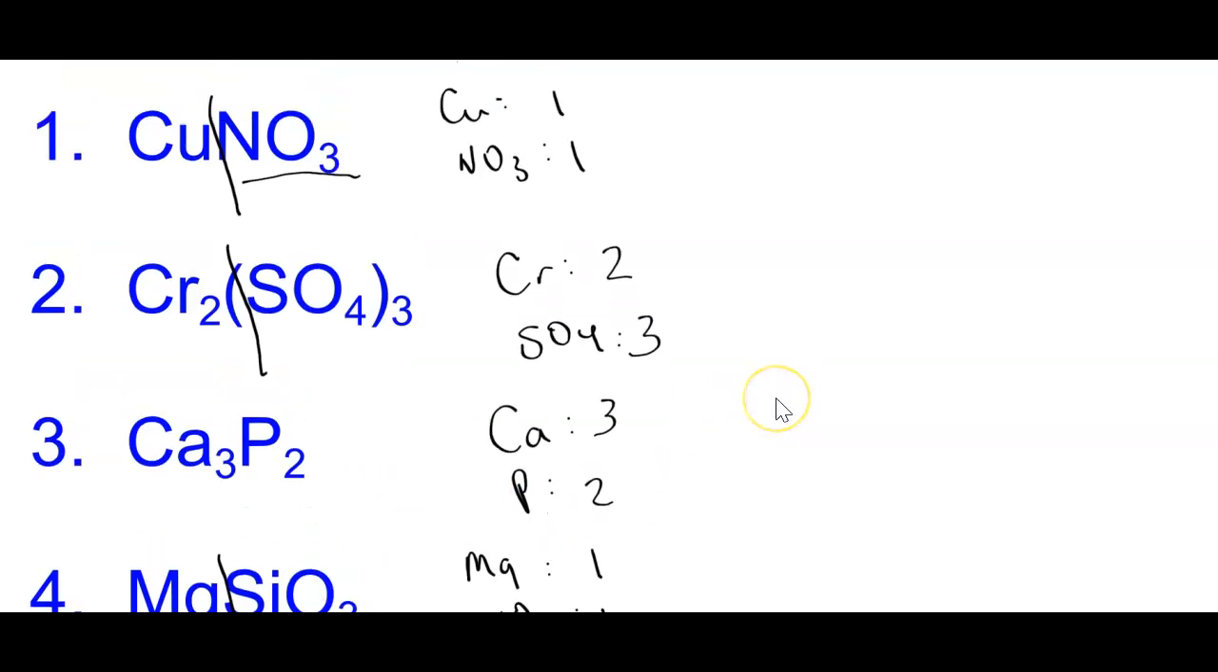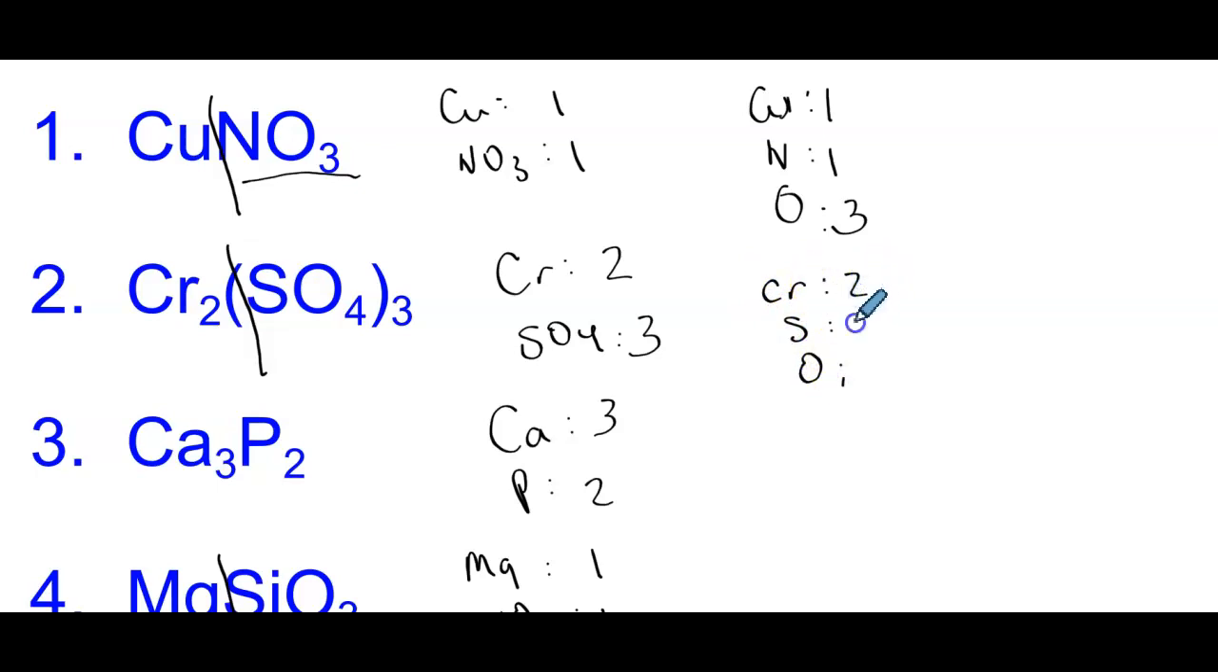Okay, we're going to finish. We're going to go back up to the top now. We're going to talk about there are times when we can't use polyatomics and we got to break things down to individual atoms. So we're going to do that next. We're going to say this has Cu's, N's, and O's. This has one Cu, one N, and three O's. One Cu, one N, and three O's. Okay, this one has Cr, S, and O.